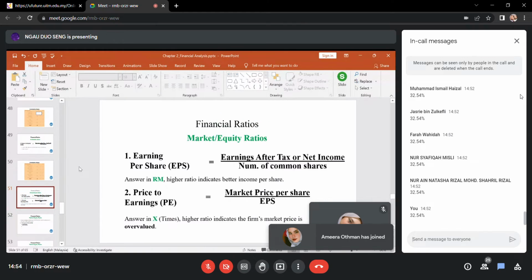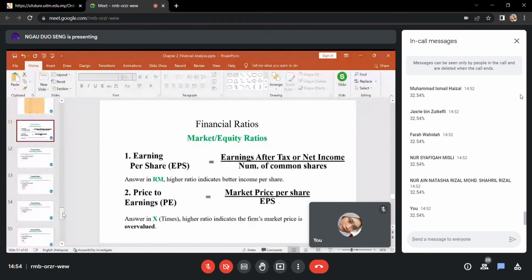All right, next we have the market or equity ratio. First one we have earning per share. Earning per share equals earning after tax or net income divided by number of common shares. The answer will be in ringgit or RM. Higher ratio indicates better income per share. So earning is the profit per share. So higher means that you get more, right?